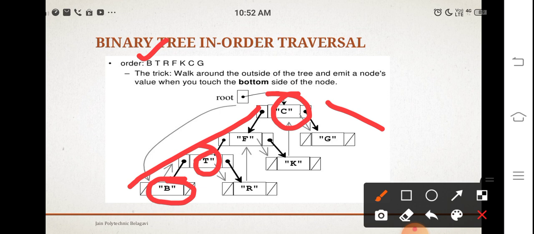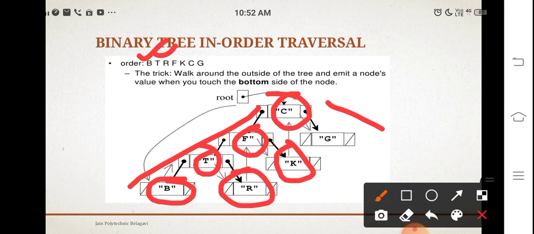Then after that we process the root, that is T. Then after that the right subtree of the root node T, that is R, we processed. Then this root's left and right is over, then F's left is processed, then F we need to process. F's left subtree is over, after that root node F, then right node K. Then the left of C, the root node, is over.